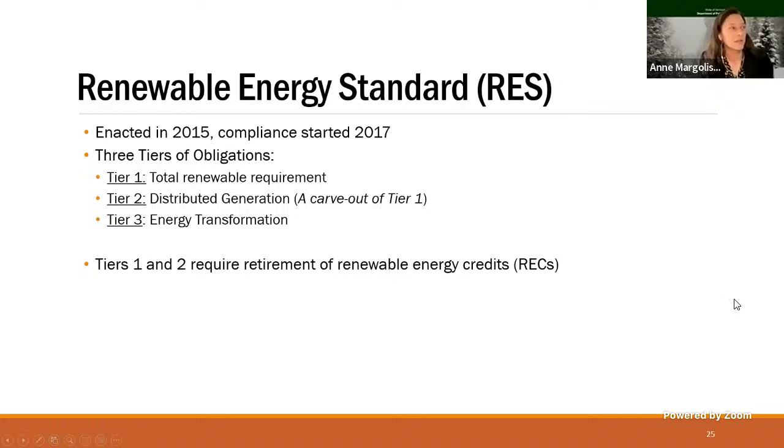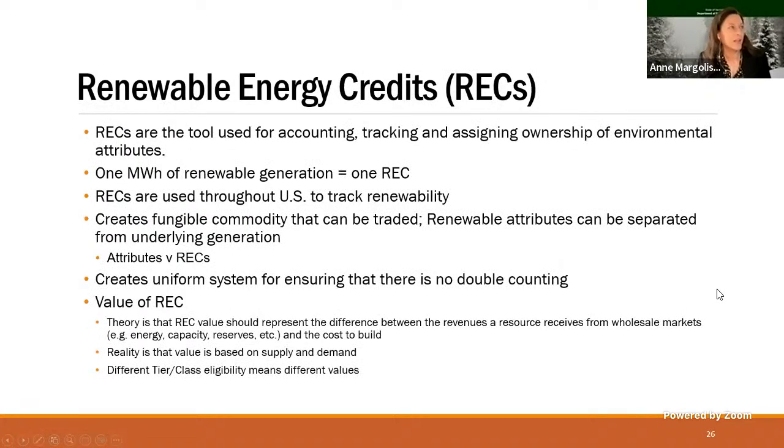And then Tier 3 is the energy transformation tier. This is the sort of utilities helping customers reduce their greenhouse gas emissions from fossil fuel consumption. And we'll get into that in a little bit, the accounting of that. For Tiers 1 and 2, utilities demonstrate compliance through retirement of renewable energy credits of the type that's allowable under each of those tiers. And then I think I'll hand it back to TJ for the exciting prospect of discussing RECs.